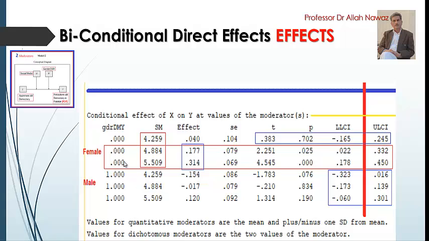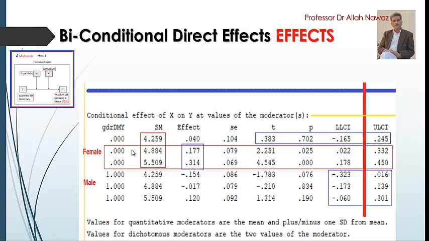Finally, the third group of females, a subgroup of females with a score of 5.509 on SM, they have got a bigger effect on the X and Y relationship, that is around 0.314. It is significant with a 4.54 t-score and the p-value is 0.000. Further, the lower and upper limits of the confidence interval are also significant.